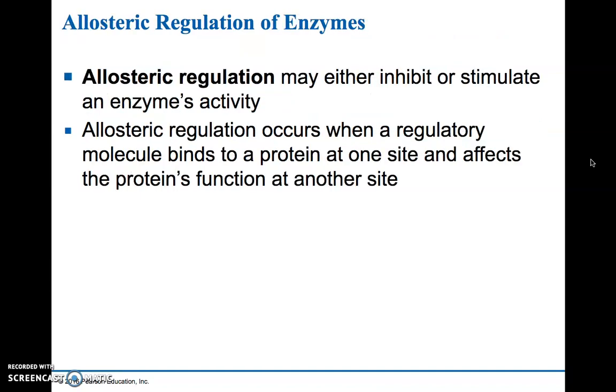So one way that enzymes are regulated is by allosteric regulation. Whenever you see the word allosteric, think of shape. This is basically where there's some type of molecule that binds to a protein in one area and it changes the shape, aka the structure of the protein, the enzyme, and that causes a change in the enzyme's function in another area. So a lot of times with enzymes you'll see the change of the active site.